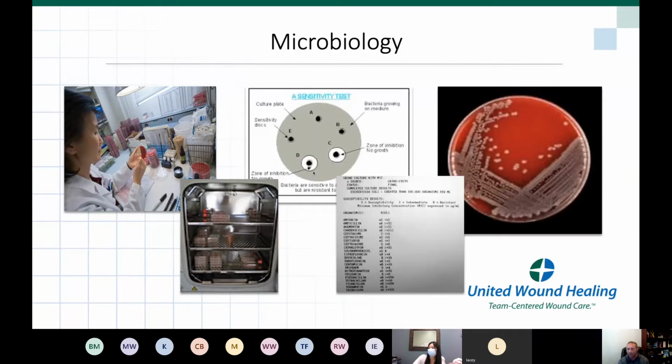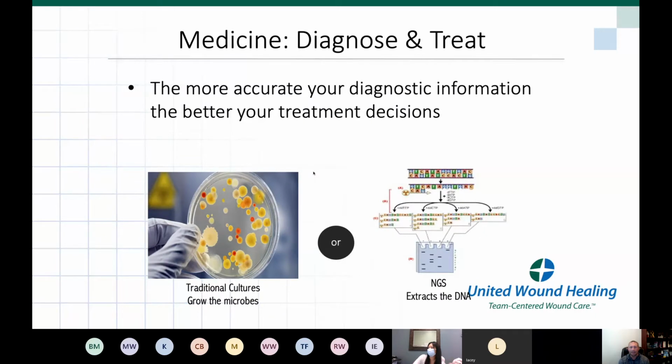Maybe you already know this from working with Brandy, or maybe you don't. So in medicine, our job is to diagnose and treat. That is the job of medicine, to be able to say, here is your condition or your bacteria that's causing the infection, and here's a specific treatment. The more accurate your diagnostic tool, the better you can treat.